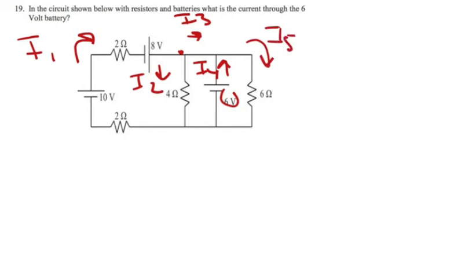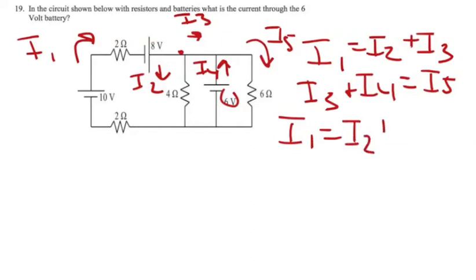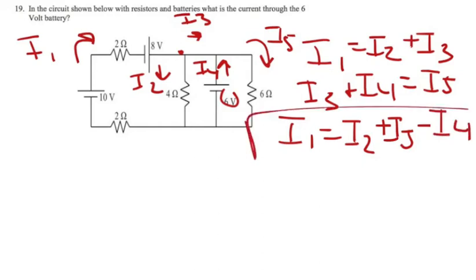and that I5 is going to flow down. Now, with our junction rule, we can write that I1 equals I2 plus I3, and that I3 and I4 come together to equal I5. Now we can combine these, write them out a little differently, get rid of I3, and say that I1 equals I2 plus I5 minus I4.